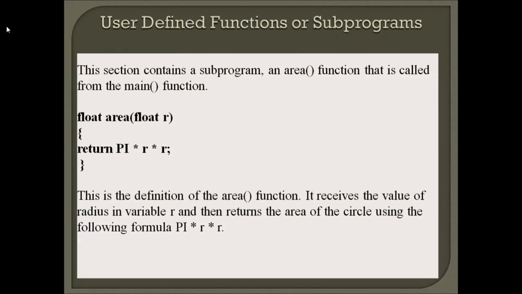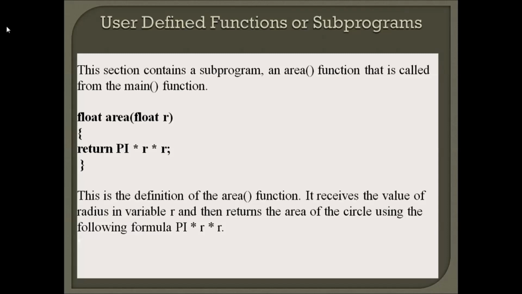And the next and last section is the user defined functions or subprograms. This section contains a subprogram, the area function that is called from the main function. User defined functions are created by users. These functions are not present in the library. The user is going to create this function. In this program, float area is a user defined function which is going to calculate the area of the circle. The formula for finding the area of the circle is pi r square. It is going to take radius 10 centimeter and use that value with pi to calculate the area of the circle.